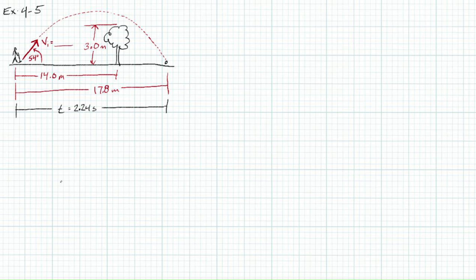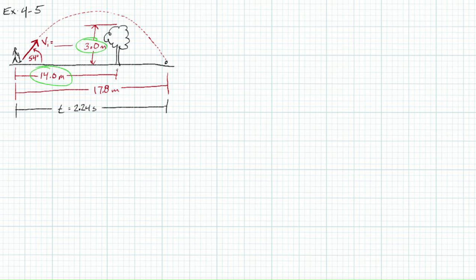Now I've taken the liberty already of drawing this diagram out, but we have a golfer, and the golfer hits the ball so that it goes in a parabolic shape. It goes over a tree. A tree is 3 meters high. That's this right here. And it lands back on the ground at the same level. The tree itself was 14 meters away, so that's this right here. That's the horizontal distance to the tree.